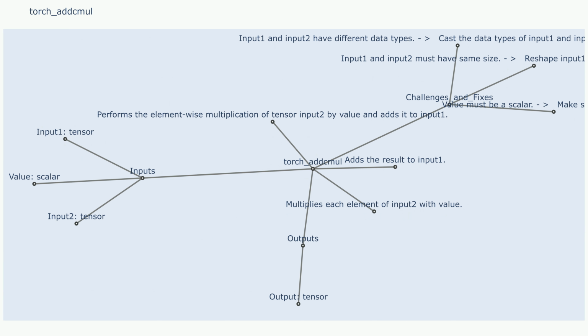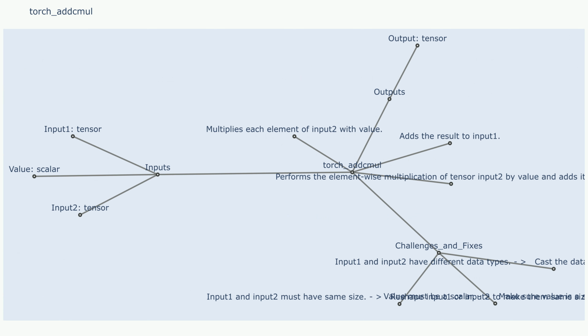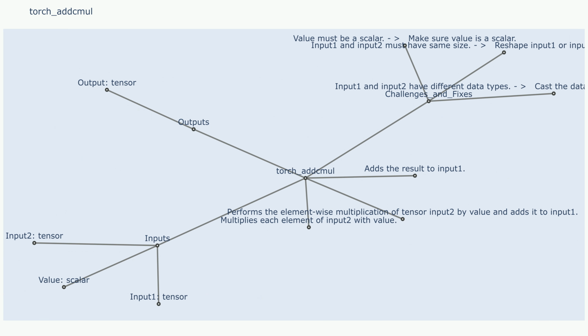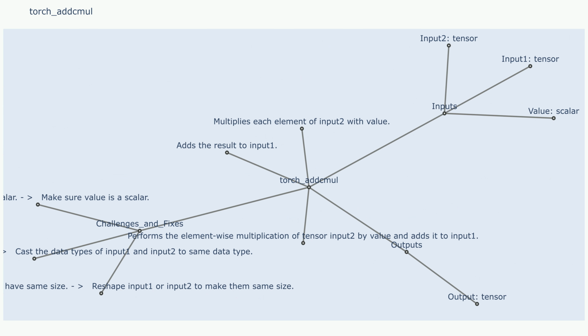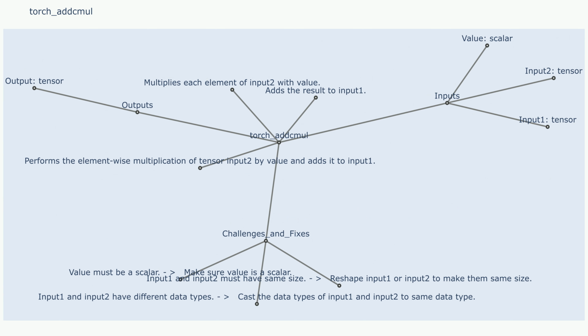Inputs. Input: the input tensor. It can be any tensor supported by PyTorch. Value: a scalar value to be multiplied with the product of tensor1 and tensor2. It must be a scalar. Tensor1: the first tensor to be multiplied with tensor2. It must have the same dimensions as tensor2 if broadcasting is not enabled. Tensor2: the second tensor to be multiplied with tensor1. It must have the same dimensions as tensor1 if broadcasting is not enabled. Outputs. Out: the output tensor. It will have the same dimensions as the input tensor.